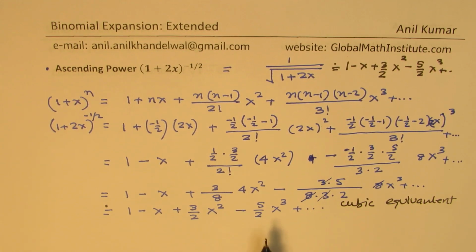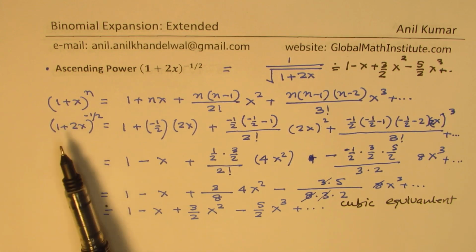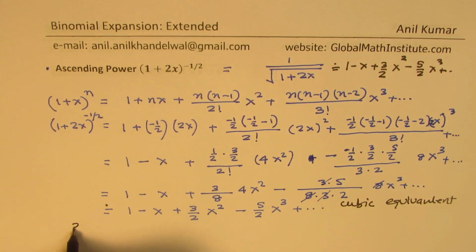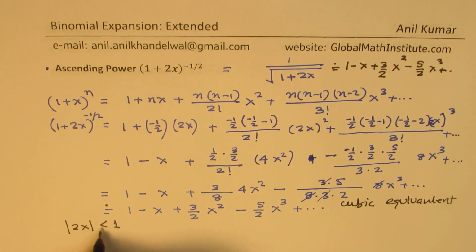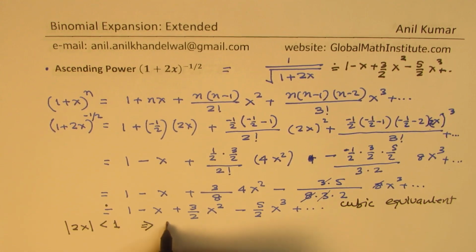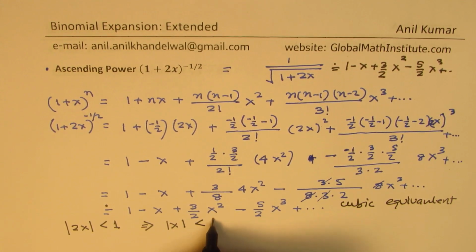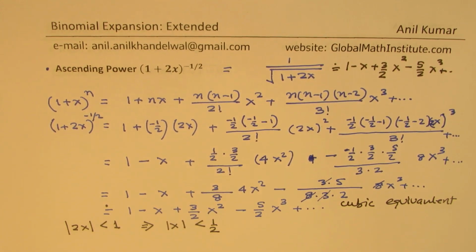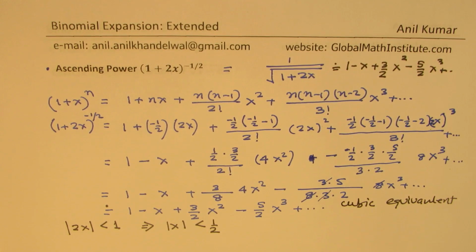Now, in this expansion, you should note that the absolute value of 2x should be less than 1, correct? That means what? That means that the absolute value of x should be less than half. So for this expansion to be utilized, it is necessary that the absolute value of x is less than half. Otherwise, you cannot use this expansion for evaluating approximate values of 1 over square root of 1 plus 2x. I hope that makes sense.